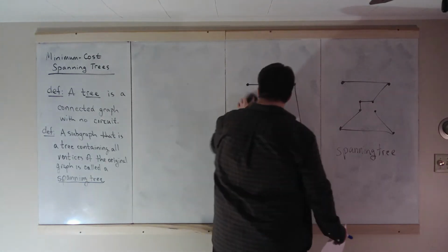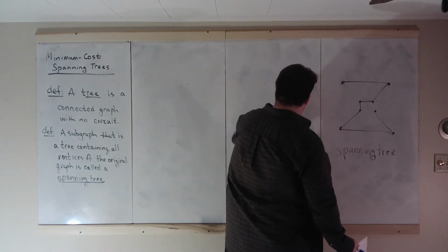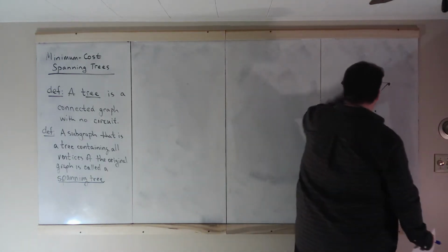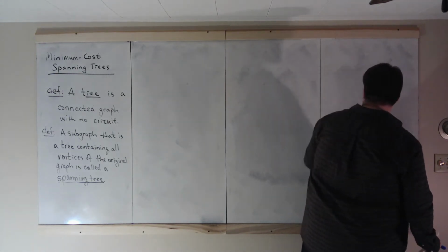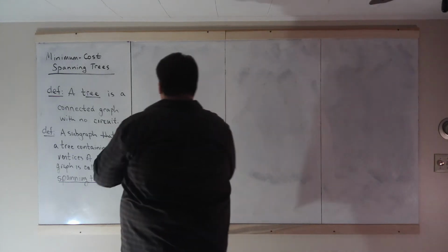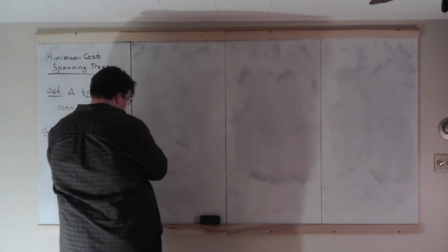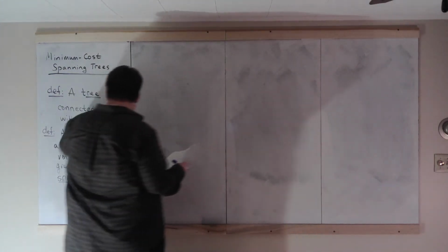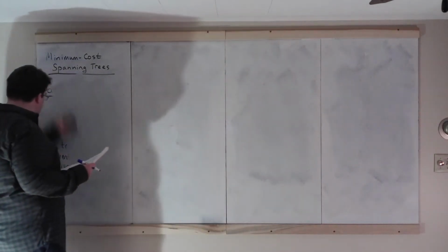And we're going to look at some examples. So in these first few drawings, we didn't have costs on the edges, but let's look at some examples where we have costs on the edges. So example, I guess I could erase these definitions. Let's use the whole board for this example.